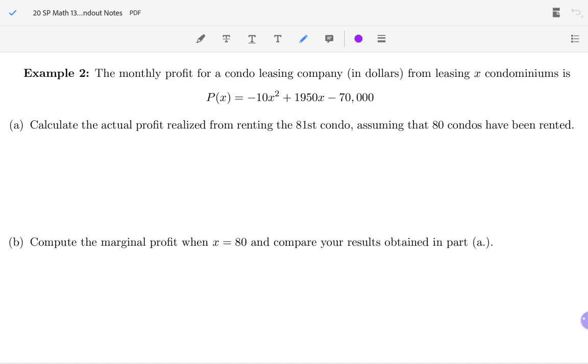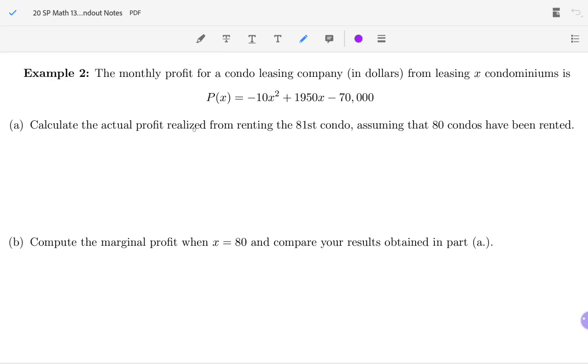We're going to do, for this condo leasing company in dollars, is renting X condominiums. Here's our profit function, and the way to get this was revenue minus cost. So there's always minus a big number at the end, because profit of selling 0 things, or in this case, leasing 0 condos, they would be out $70,000 a month for all their taxes and all this stuff for owning, maybe even a mortgage, something to do with these condos. If they don't rent any of them, they're out $70,000. It should be a negative profit whenever you plug in 0.